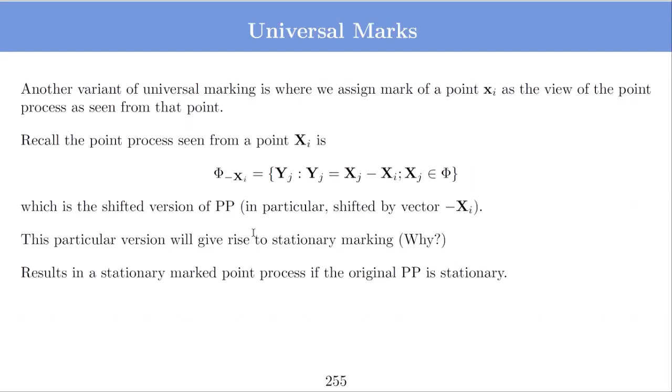So this is also a stationary marking, right? Because if phi is stationary, then it doesn't depend where you put the origin, because eventually for this mark you have to shift the origin to the point itself. Okay, and it will result in a stationary marked point process if the original point process is also stationary.